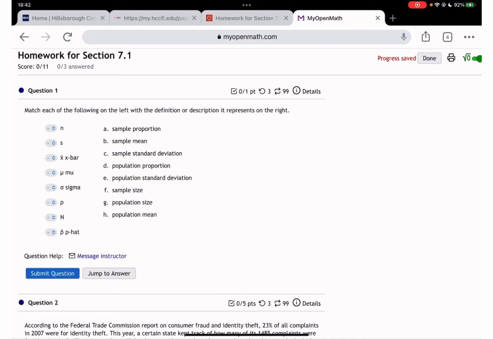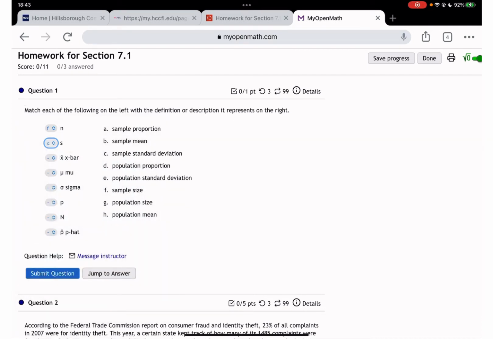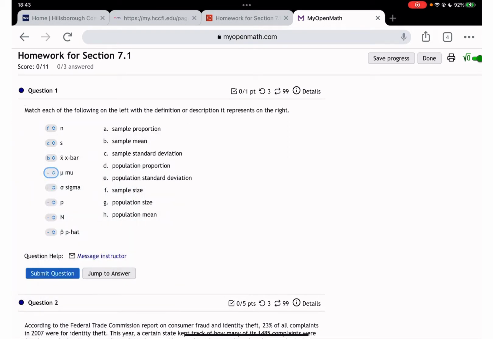N is going to be our sample size. In this case, it's going to be F. S is our sample standard deviation. Where is it? C. X bar is a sample mean. B. Mu is a population mean. Where is it? H.